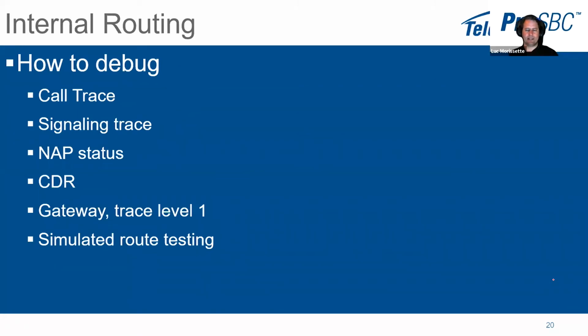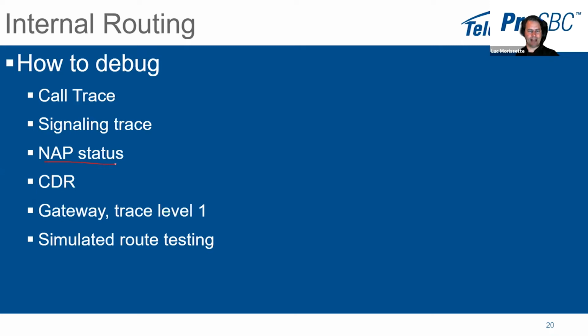So for the internal routing, how can you debug? Most of the cases are handled by the call trace. You just look at the call trace tool, which we will go into in more detail tomorrow. But it's very easy, right? You see the call coming in, which called and calling number were used, which NAP, and then you can see where it's going out, which route it's trying, and you have most of the information here. If you cannot find the problem with the call trace, you can look at the signaling trace as well, which I showed you briefly yesterday, but I will show how to do that tomorrow.